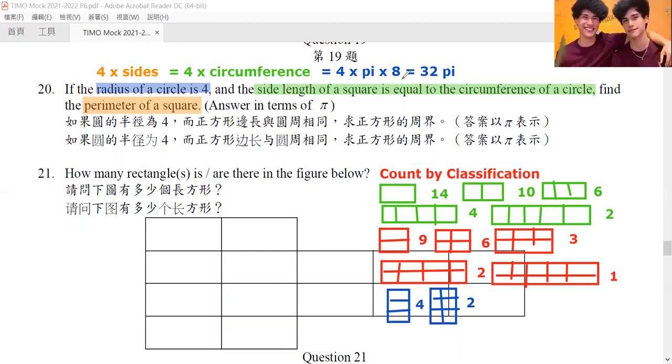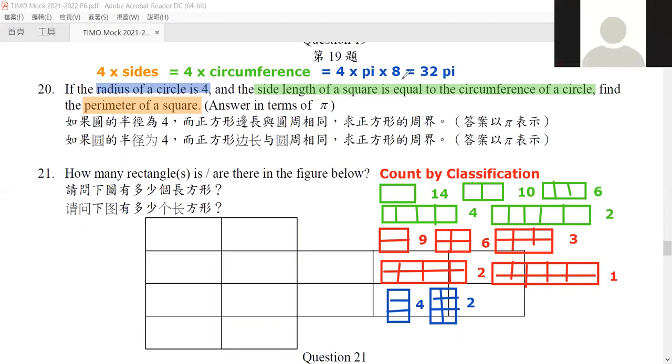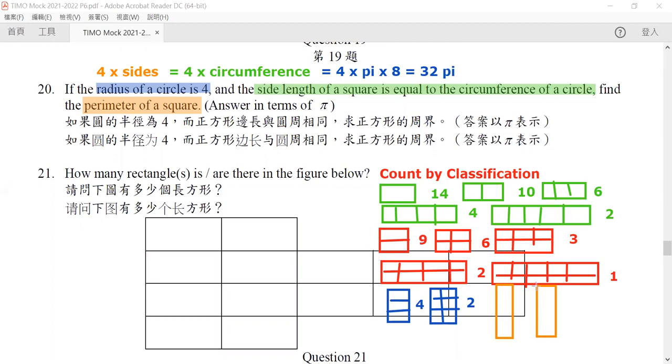Finally, we can find the rectangles of width 4, which again we have 2 different ways of writing. So it will be 2 of them in here and 1 of them in here. Again, this is not the best method, but this is the simplest and easiest to understand. We classify them all.